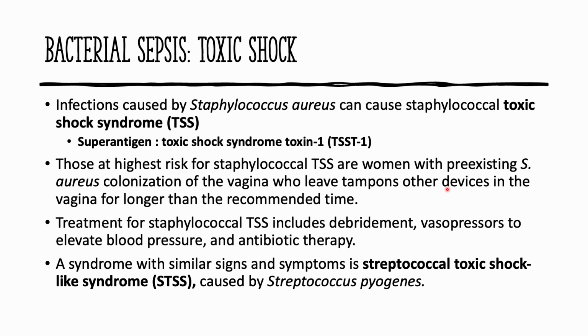A very similar type of syndrome is caused by Streptococcus pyogenes instead of Staphylococcus aureus, and this causes streptococcal toxic shock syndrome. This is a lot like toxic shock syndrome, but it's caused by a different bacterial species, and it's actually a lot more deadly than toxic shock syndrome caused by Staphylococcus aureus.